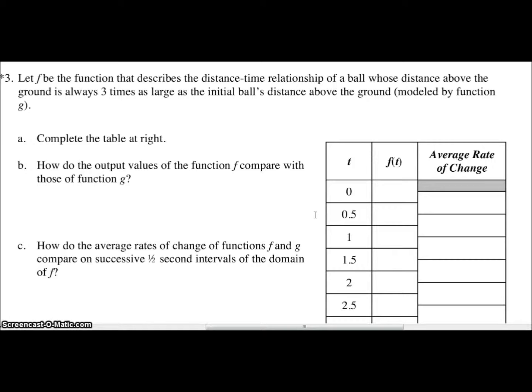Let f be the function that describes the distance-time relationship of a ball whose distance above the ground is always 3 times as large as the initial ball's distance above the ground, modeled by function g. Complete the table at the right.